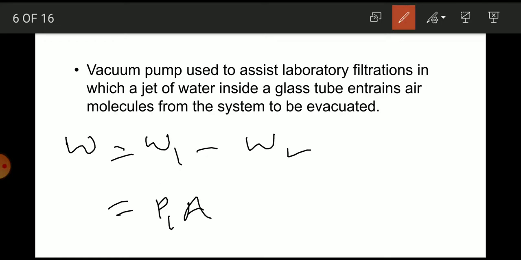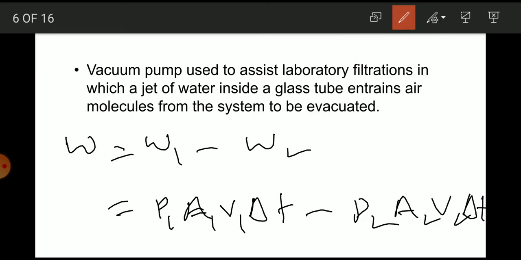P1 A1 V1 del t minus P2 A2 V2 del t. Now according to the equation of continuity, A1 V1 is equal to A2 V2, which is equal to the rate of flow of volume. I will write the simple value for this one. Volume flow rate. This is equal to AV.